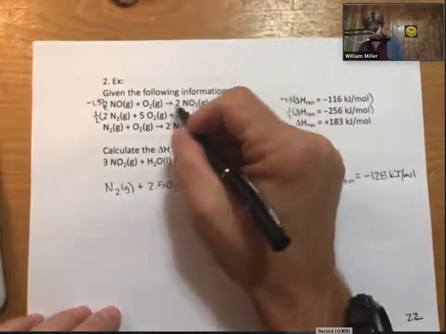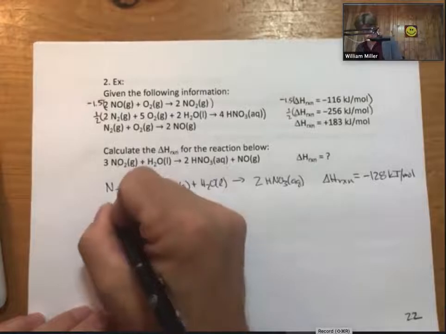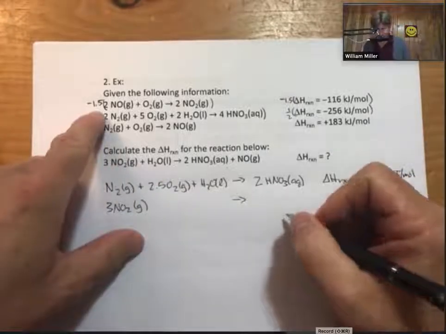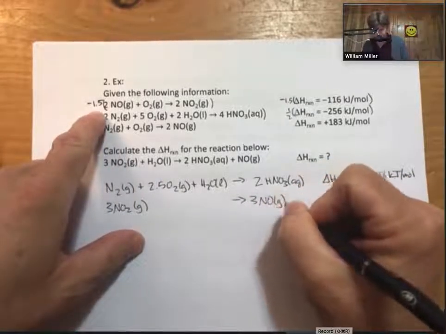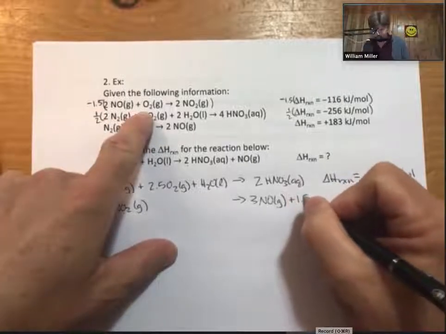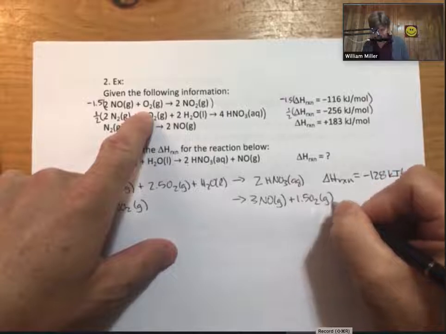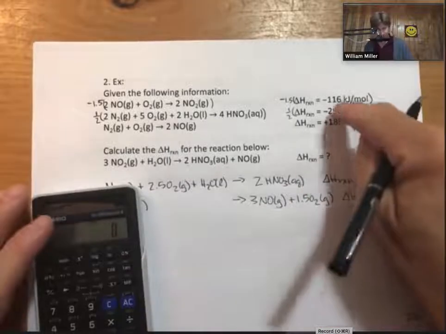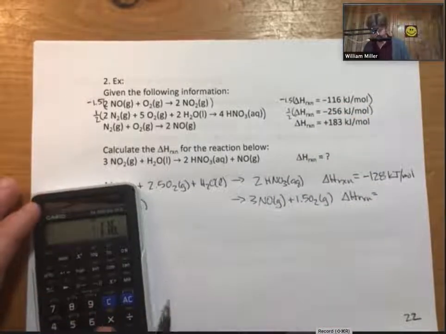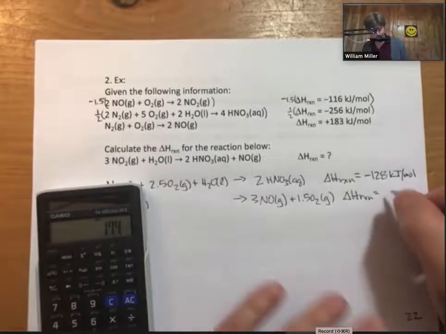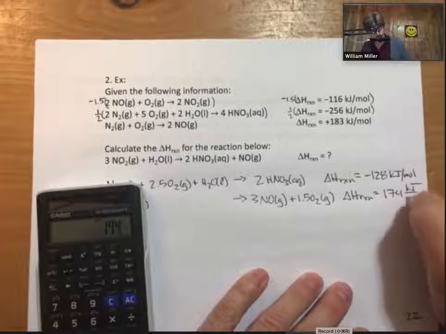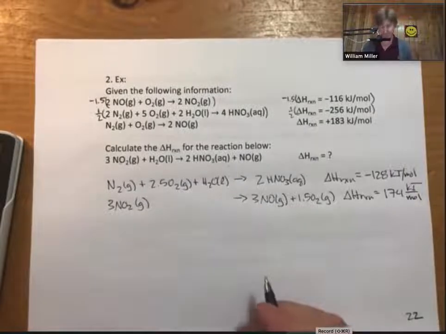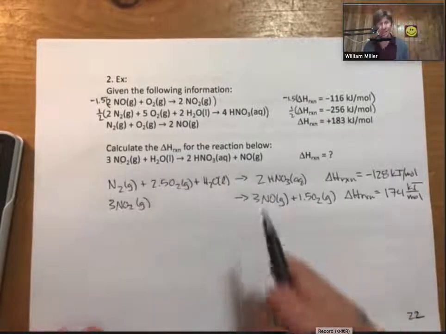All right, let's see if I can keep track of things. So this is going to be 3 NO2. Then I'm going to make 3 NO plus 1.5 O2. Delta H reaction for this process: minus 116 times 1.5, I get 174 kilojoules per mole. Starting to see some of my oxygens canceling, which is good because oxygen does not end up in my overall reaction.